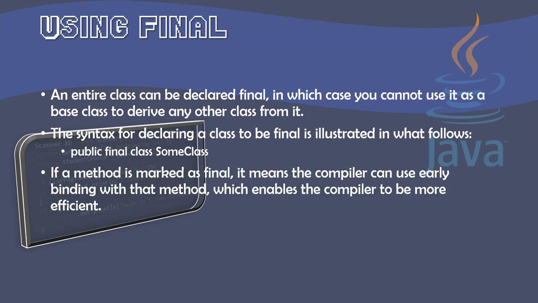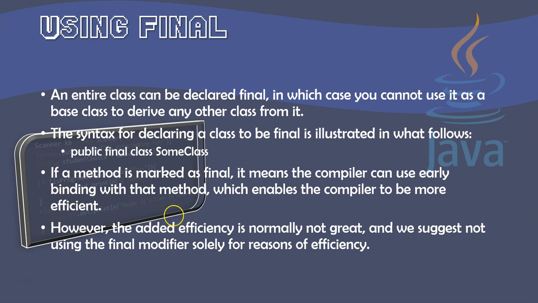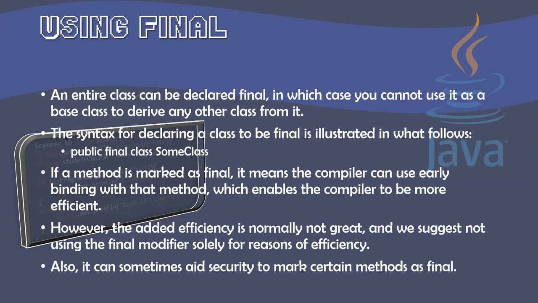So if a method is marked as final, it means the compiler can only use early binding with that method. We can't use late binding, which enables the compiler to be more efficient. However, that added efficiency is normally not that great, and it's not recommended that the final modifier be used solely for reasons of efficiency. Also, it can sometimes aid in security to mark certain methods as final. So there are some perks to using final, but there's also times when we don't need it.